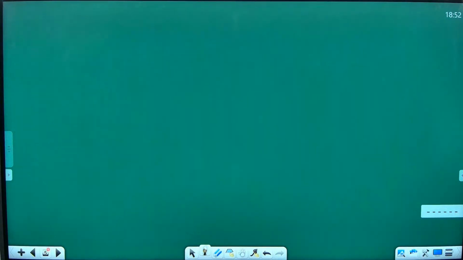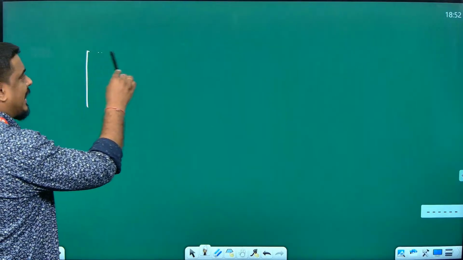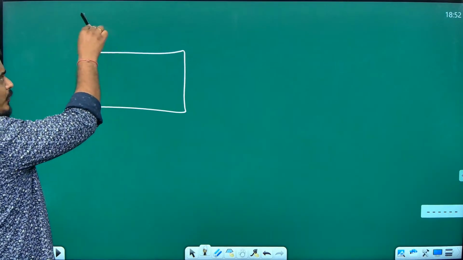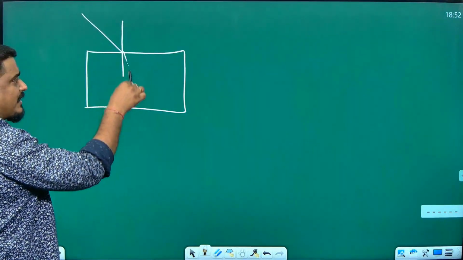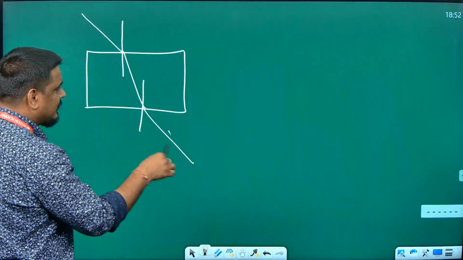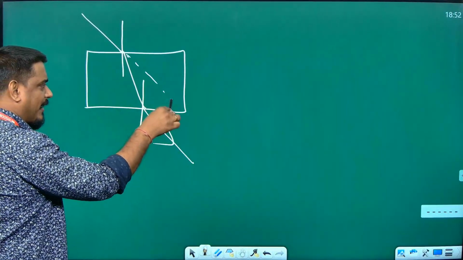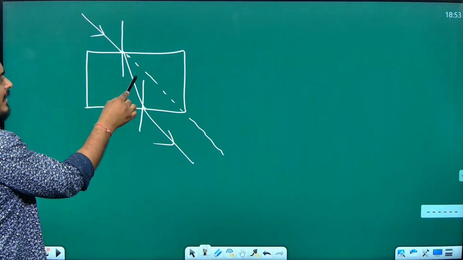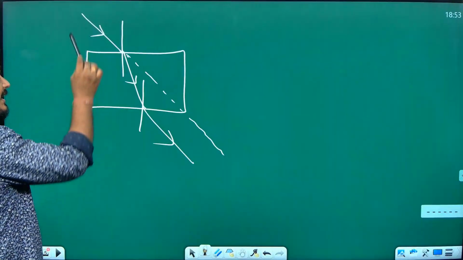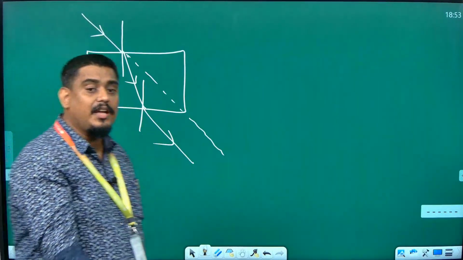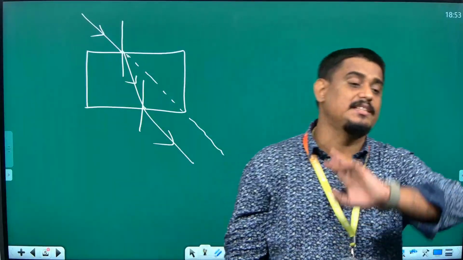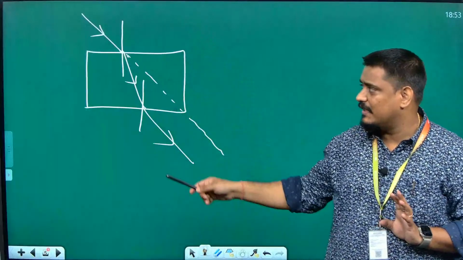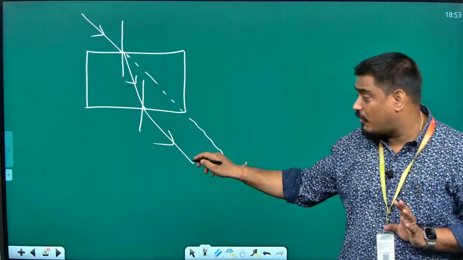When I taught in light chapter and when I talked about this rectangular prism with you, I said that by experiment I told you, light comes, it refracts, once again it refracts. If you extend this line, these two will be parallel. Remember this? This was called as incident ray, refracted ray, emergent ray. Incident ray and emergent ray will always be parallel if the incident medium and the emergent medium are same. If it is air, glass, air, then these two will always be parallel, and this is called as lateral displacement.